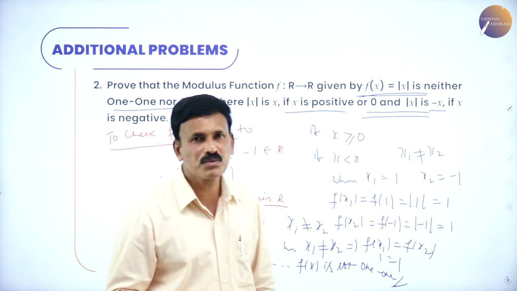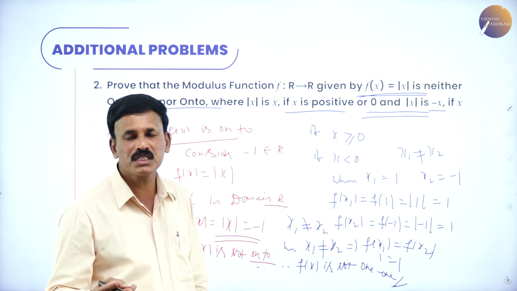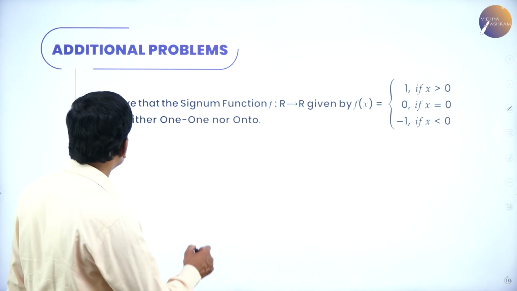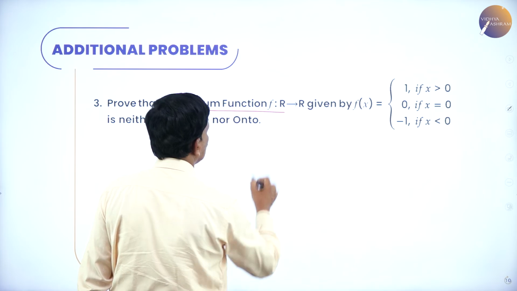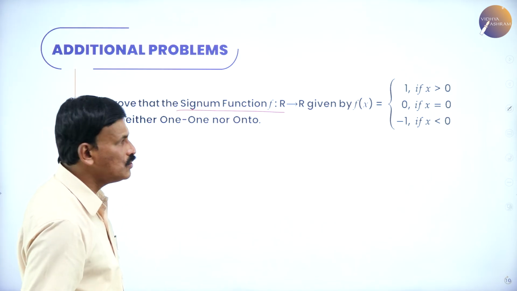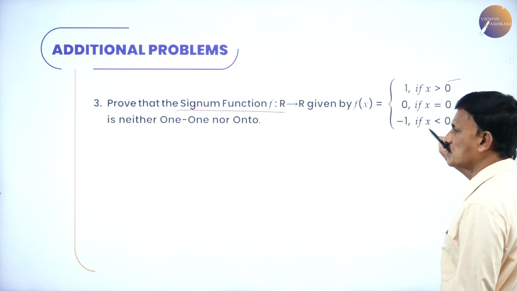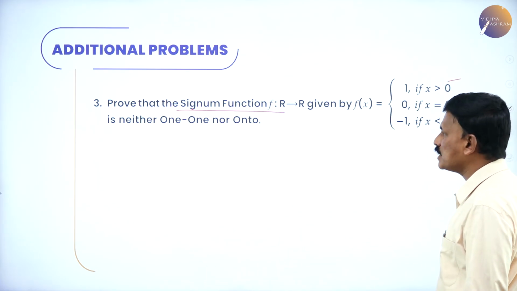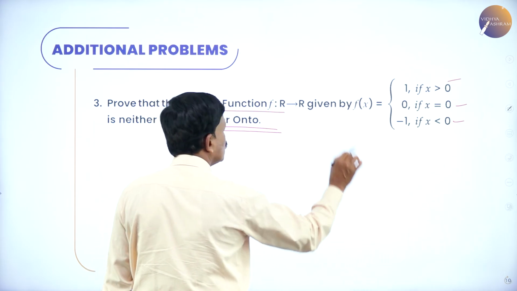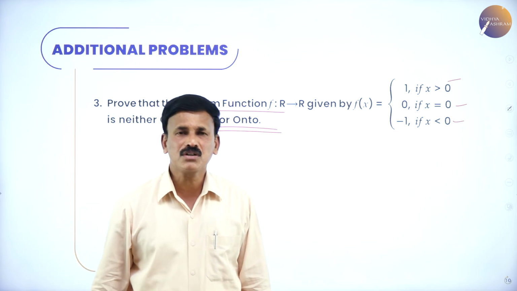Similarly, come to the next problem. We did the greatest integer function, then the modulus function, and next is the signum function. Prove that the signum function f from R to R, given by f of x is equal to 1 if x is greater than 0, 0 if x is equal to 0, minus 1 if x is less than 0, is neither one-one nor onto. Same type, let us take x1 is not equal to x2.